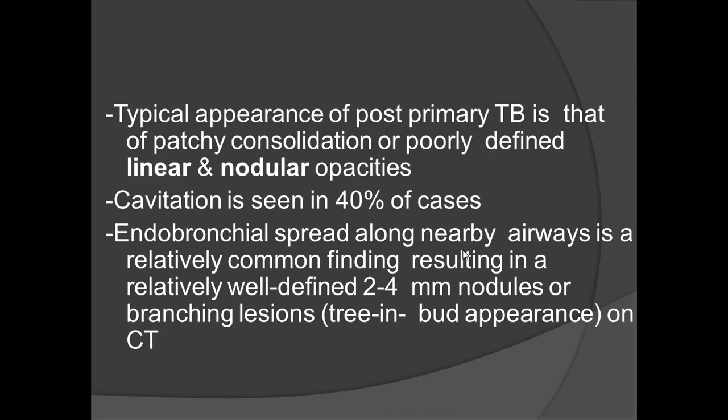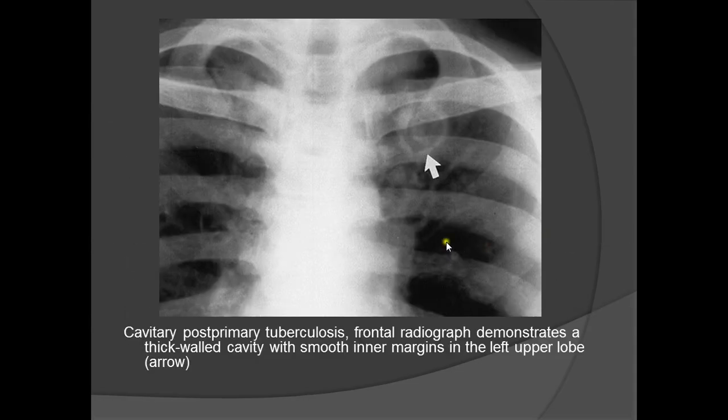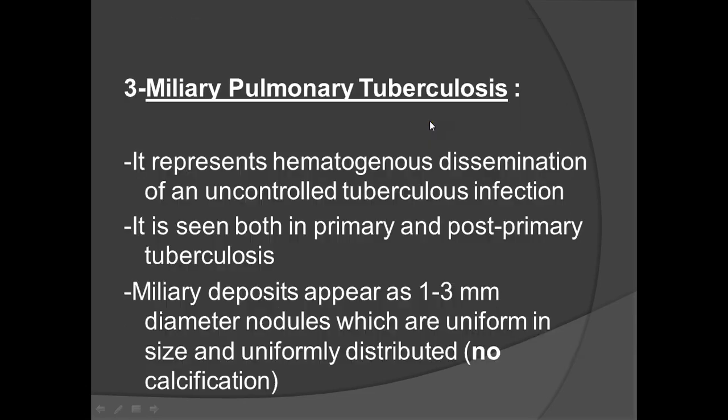So the typical appearance of post-primary TB is patchy consolidation, linear and nodular opacities, with cavitations in 40% of cases, and endobronchial spread, which shows the tree-in-bud configuration on the CT. Now here you see a granuloma in the left upper lobe showing internal cavitation. It's in the upper lobe, so this is the hallmark of post-primary TB.